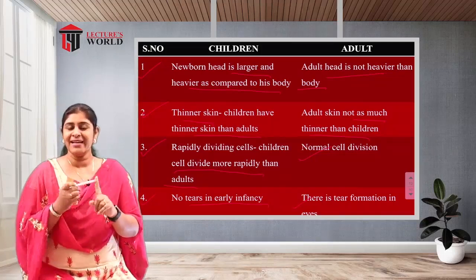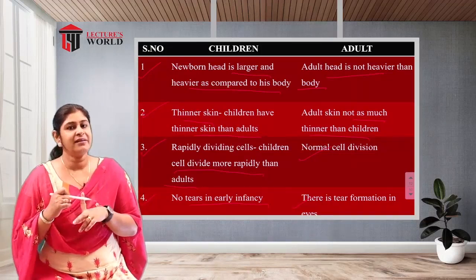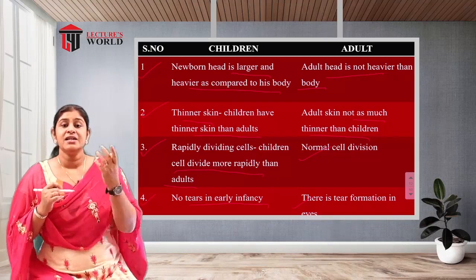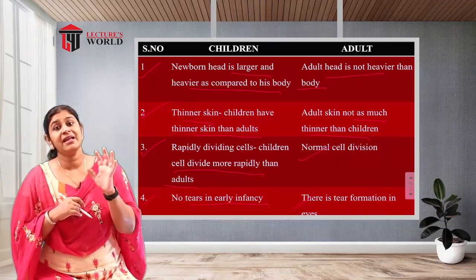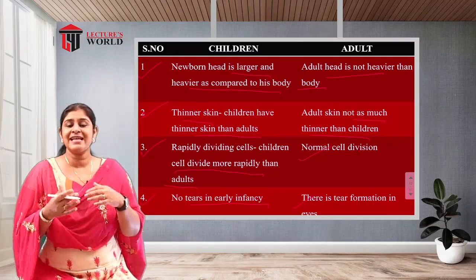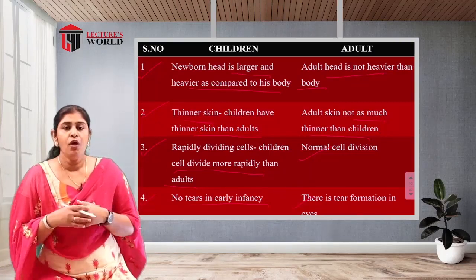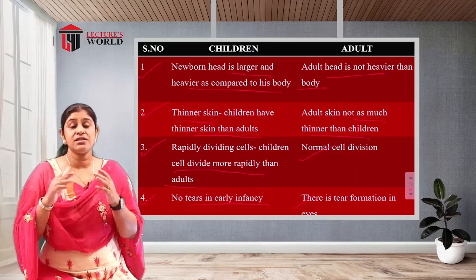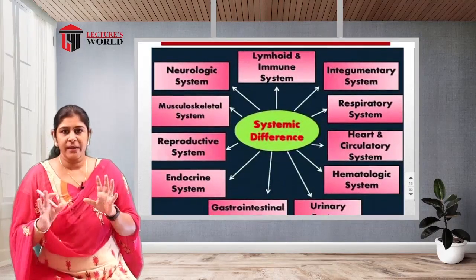First, the newborn head is heavier and larger as compared to his body, whereas in adults the head is not heavier than the body. Second is thinner skin: children have thinner skin than adults, whose skin is not as thin. Next is rapidly dividing cells: children's cells divide more rapidly than adults, whereas in adults normal cell division happens. Fourth, there is no tear formation in early infancy, whereas in adults there is. So this was all about the anatomic and physiologic difference.